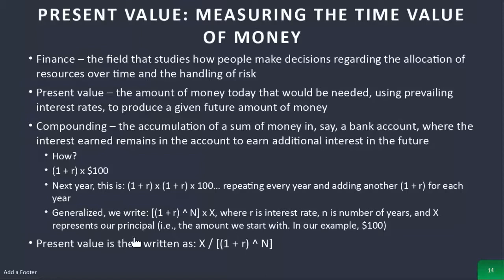Now, the present value, the amount of money today needed to get a prevailing amount of money in the future, can be understood as x over (1 plus R) to the n. So if we know the interest rates and we know the years on the horizon, we can figure out what amount we need today to have that amount of money in the future.